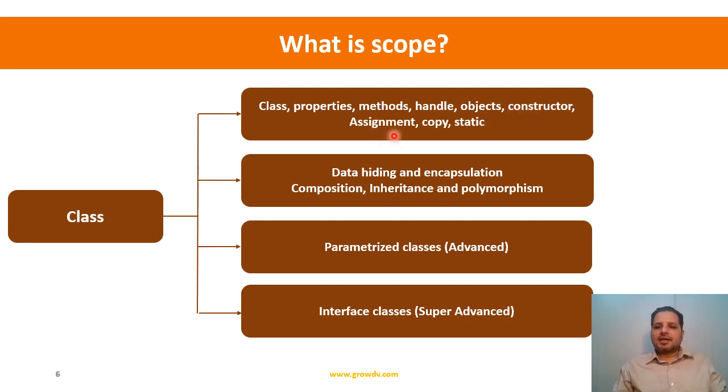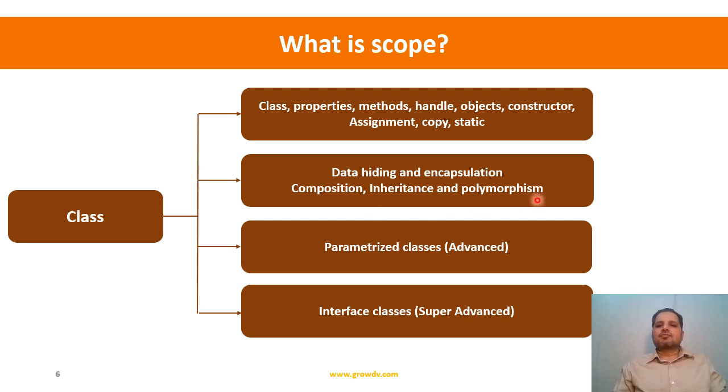Then how the assignment between class handles works. Then there is the concept of copy. We will look at it: there is deep copy and shallow copy, and we will understand them. And then how static properties work in the context of a class. And when we say data hiding and encapsulation, that is just a high-level term. When we translate it into low-level qualifiers, what exactly does it mean and how do we implement it?